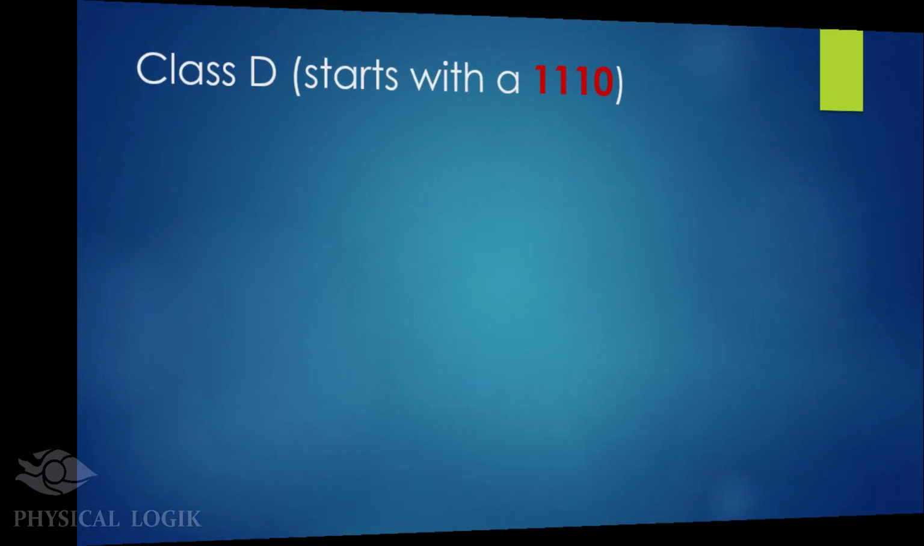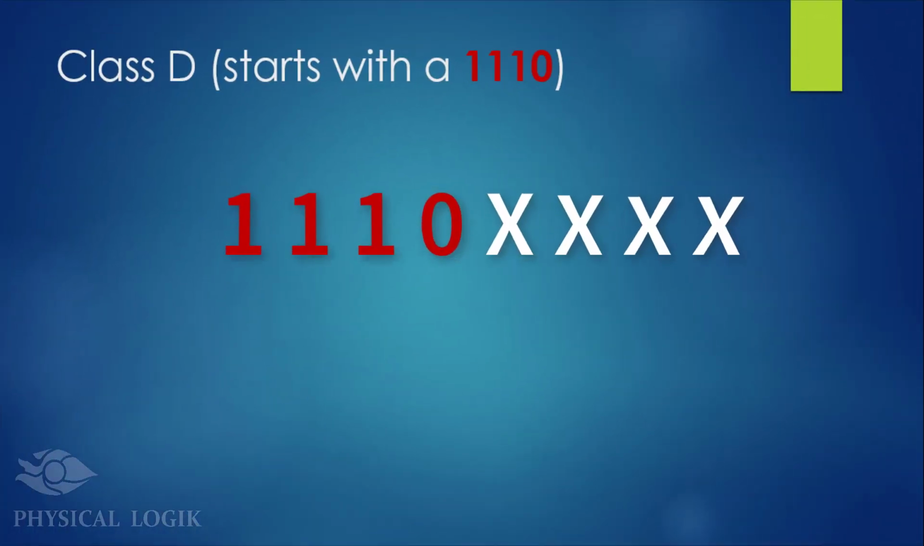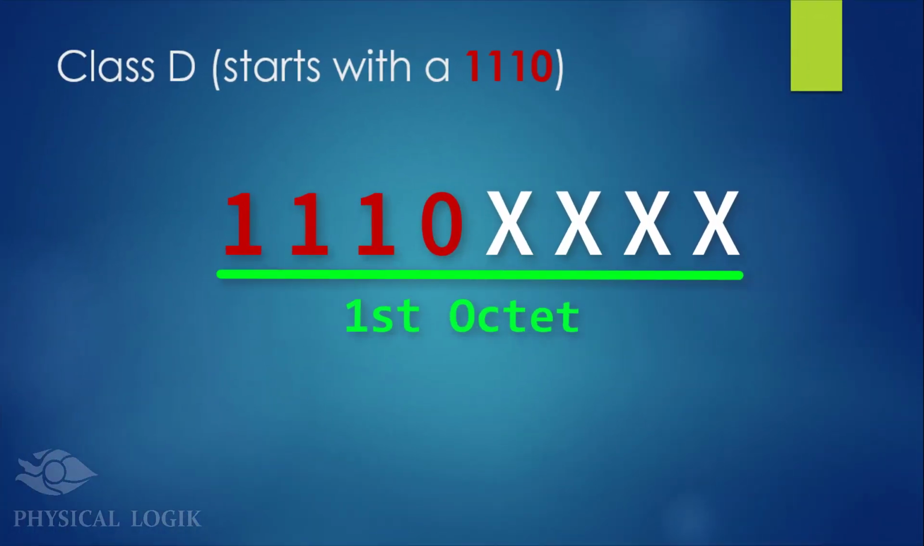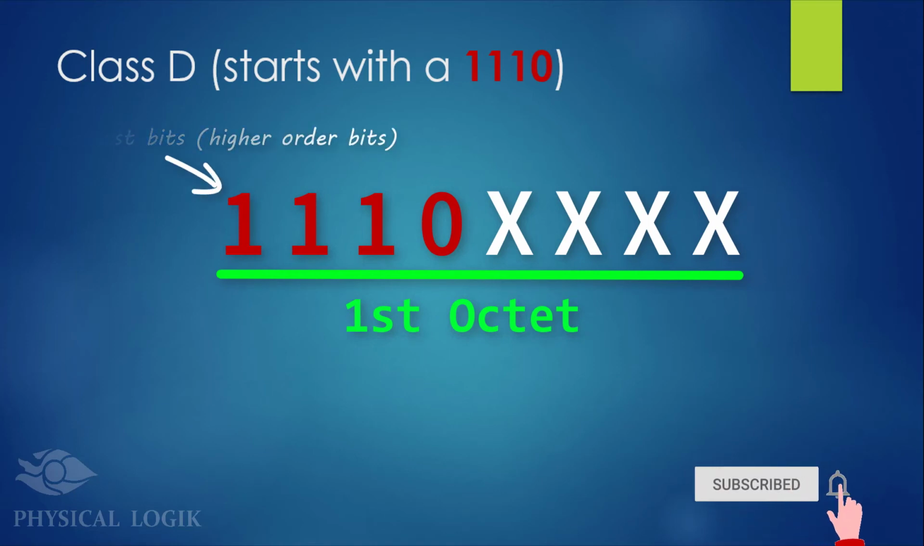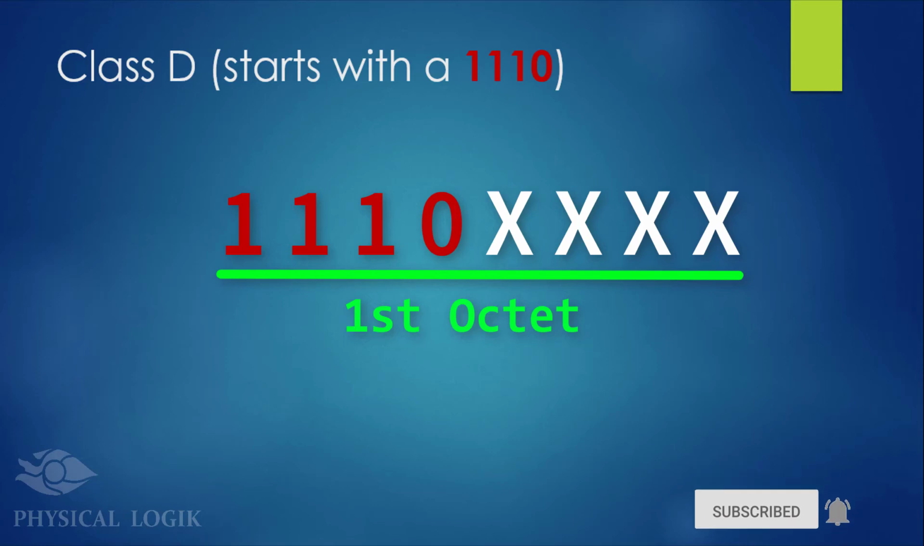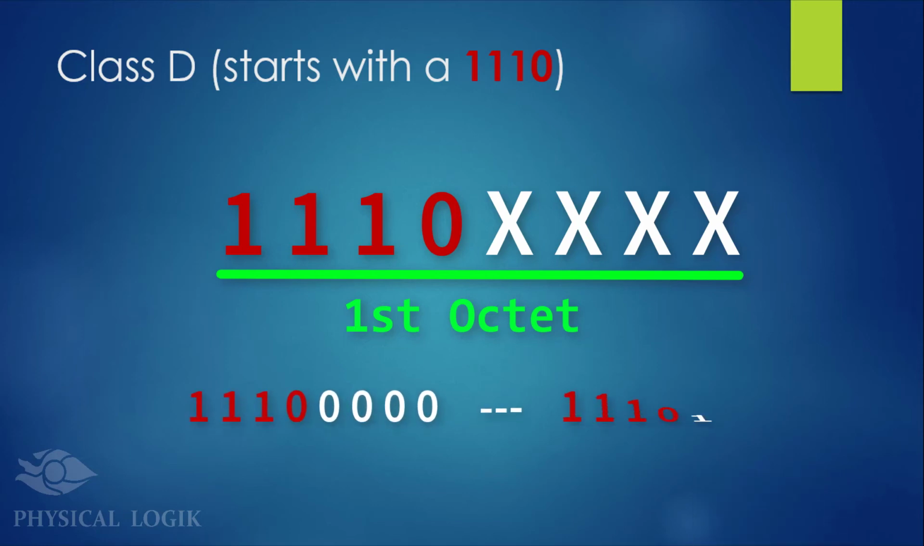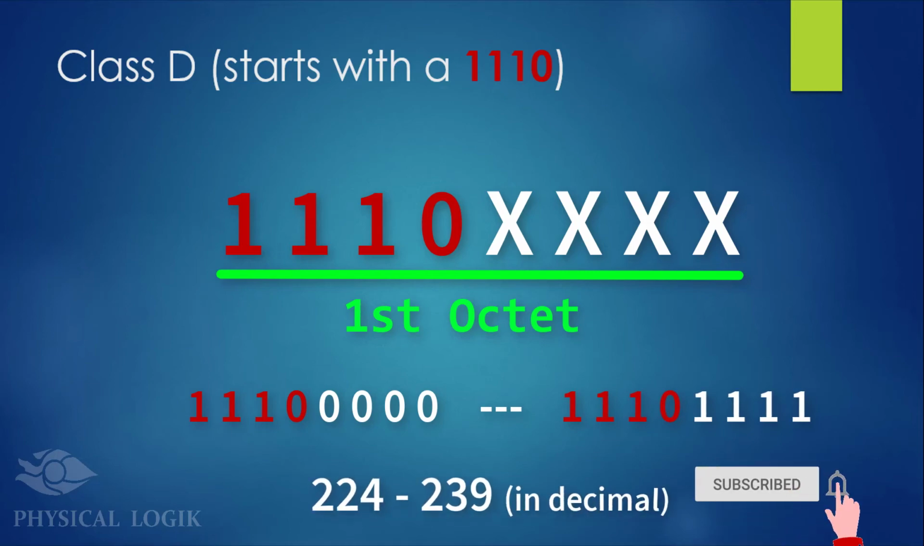Class D. Class D IP addresses have higher order bits as 1110. This means the possible values you can have for Class D IP addresses is between when all the other bits are zeros and when the other bits are ones. That gives a decimal value between 224 and 239.